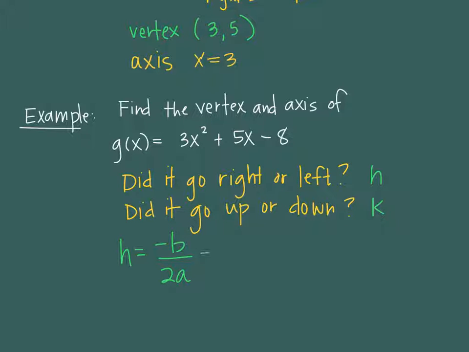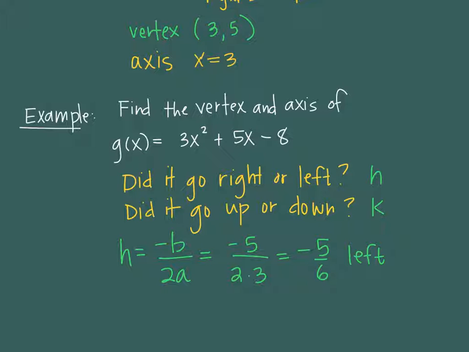So let's work it out for this one. Which number represents the b position? The 5. So this is going to be negative 5 over 2 times a, which is 3. So this is negative 5/6, which means it went left. Negative means it ended up going to the left.